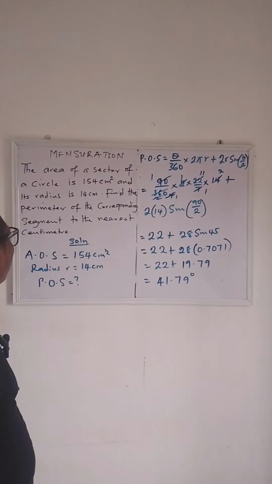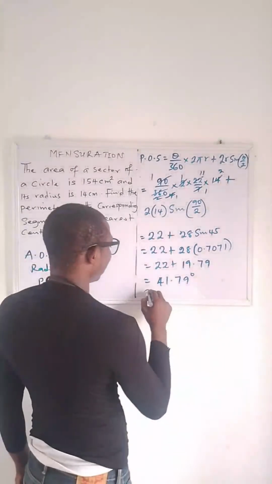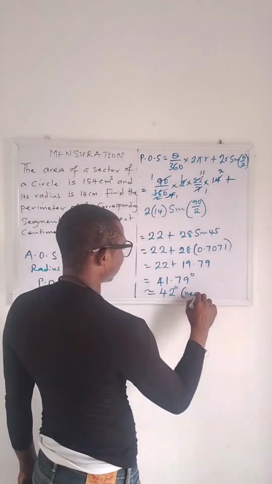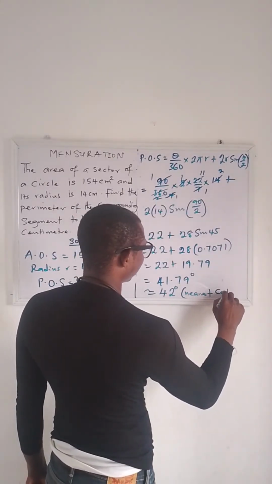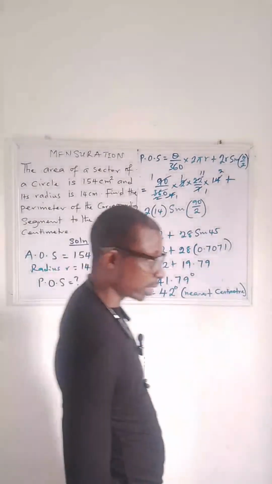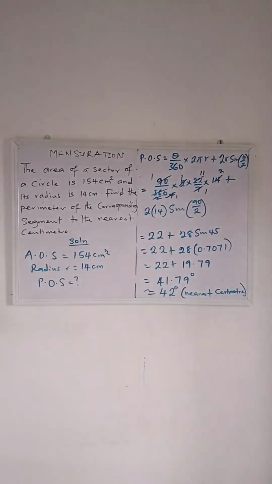Now the question says to the nearest centimeter. Nearest centimeter means to the nearest whole number. So the answer now is going to be 42 centimeters, to the nearest centimeter. Okay, so that's the answer to that. Any question based on what we just did now? Any observation?